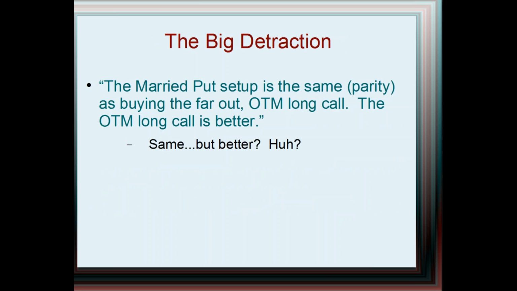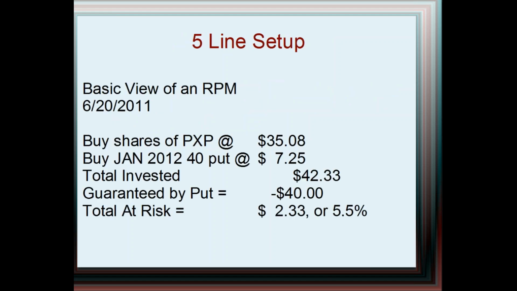The big detraction to looking at a married put, and this is why some of you come across the idea of the in-the-money strangle, because you want to control the stock with a lower price, but you still want to have the protection. But when you look at the profit and loss chart of a married put, the first thing as an options trader you're probably going to say is, well, the married put is the same as buying a call option. If you're buying an in-the-money put to protect your stock 4 or 5 months out, that's the same as buying an out-of-the-money call that's 4 or 5 months out, but the out-of-the-money long call is better. How can something be the same but better? It doesn't really work.